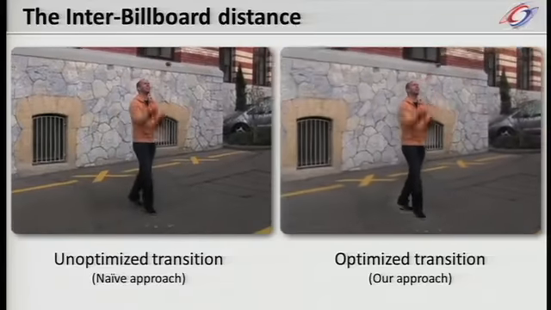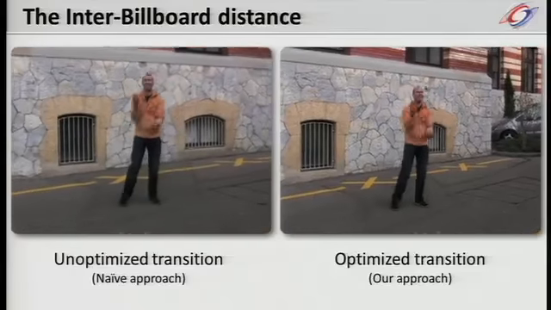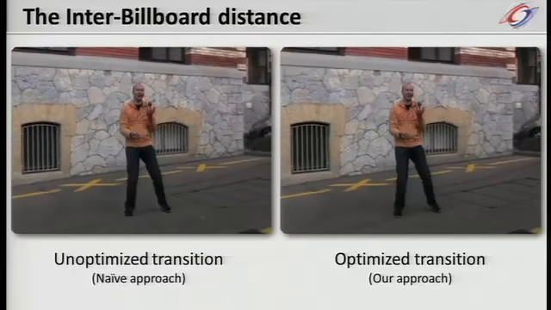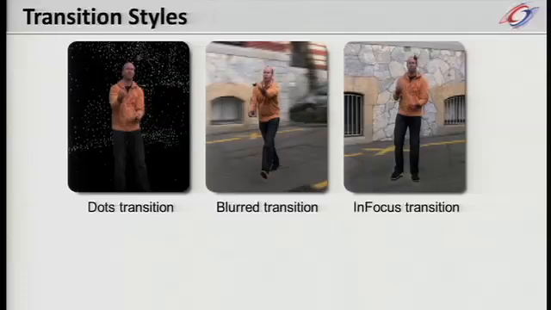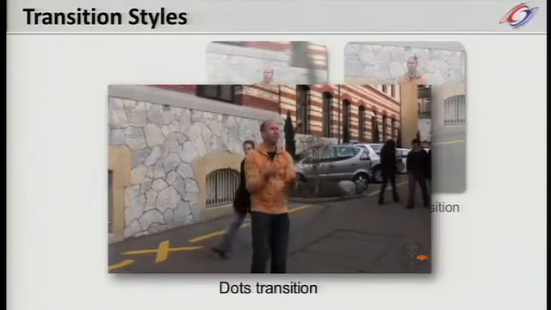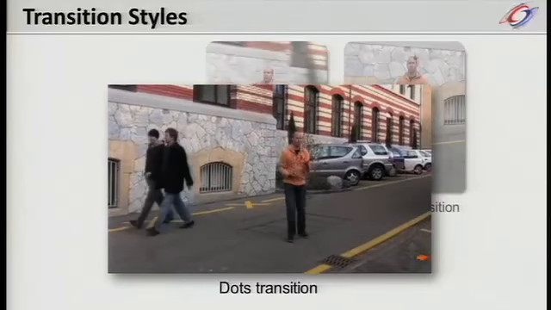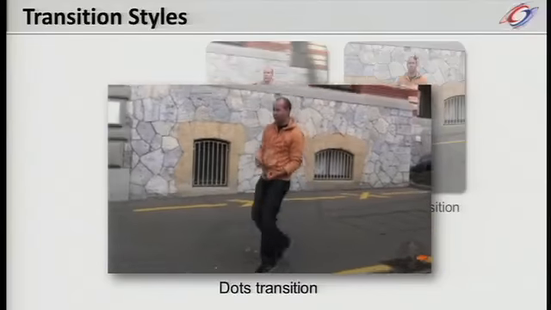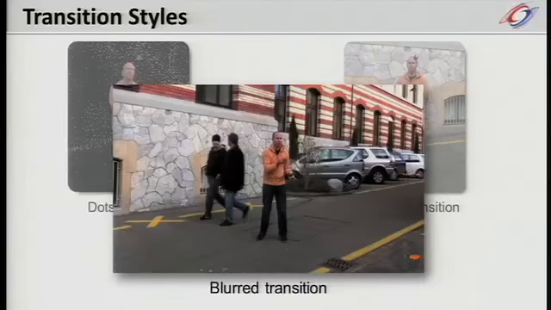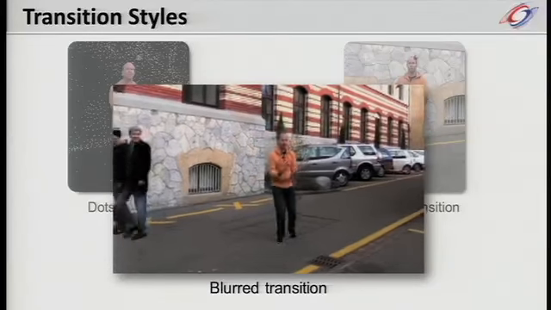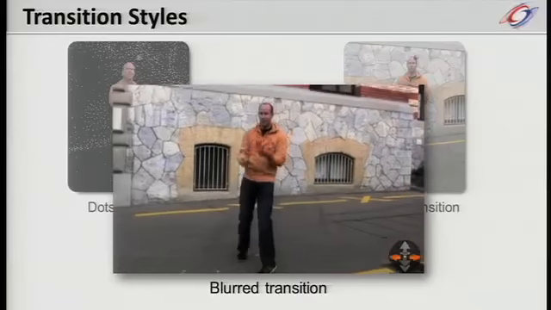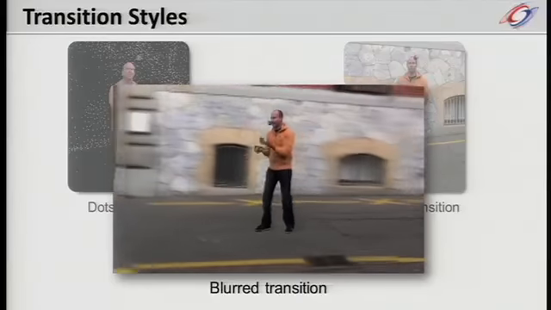Okay. We offer the user 3 different transition styles. The first one is the dot transition, clearly inspired by Photo Tourism, where the background is rendered as a point cloud. The second one is the blurred transition, where only the foreground remains sharp and the background is motion blurred. And then finally, the in-focus transition, where the entire image during a transition remains sharp.